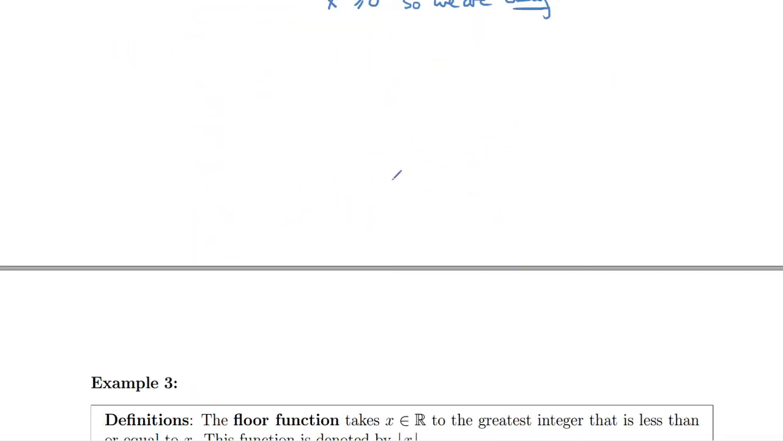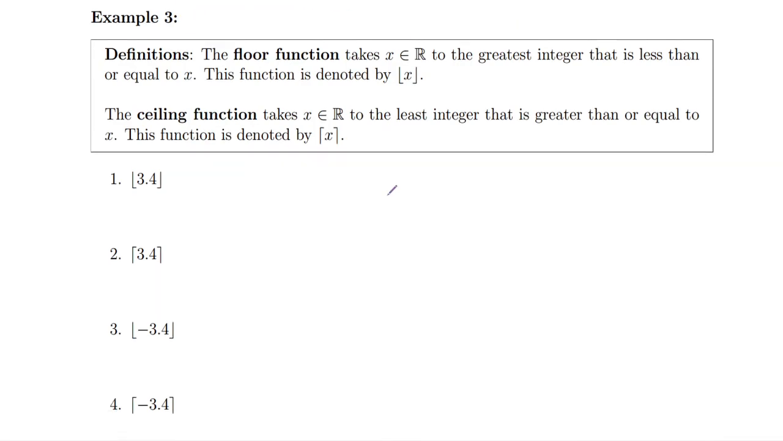Now, another type of function that actually comes up quite often in computing are these two functions, the floor and ceiling functions. The floor function is effectively where you round down. If I give you a real number, x, the greatest integer that is less than or equal to x is called the floor of x. You denote it like this.